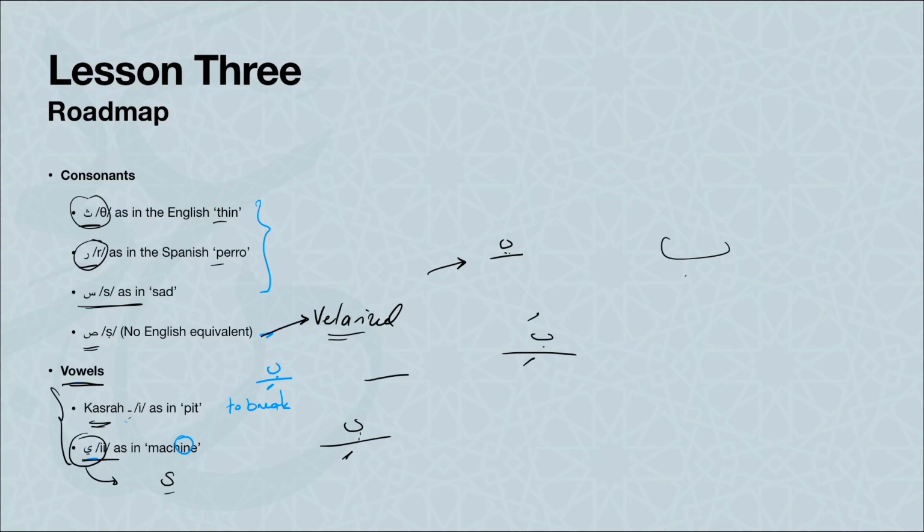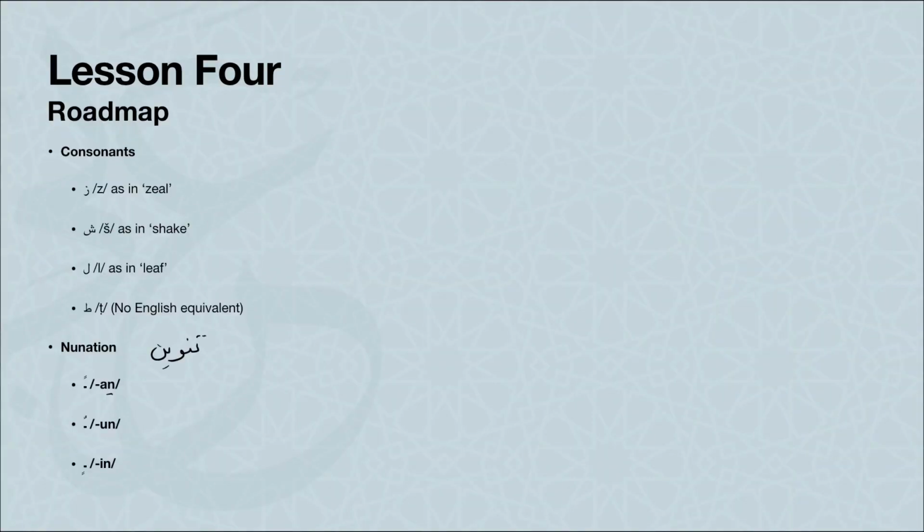So, lesson 4, we also took three consonant sounds that are found in English: the z as in zeal, the sh as in shake, the l as in leaf, and the second difficult sound of Arabic, which is the ta sound. It's a very emphasized t, ta.